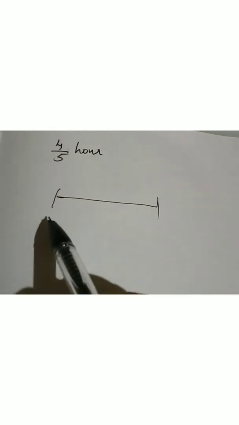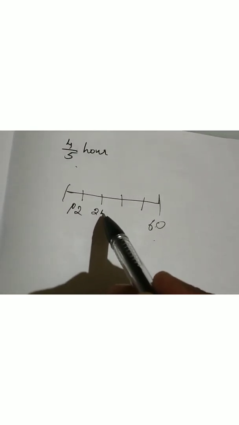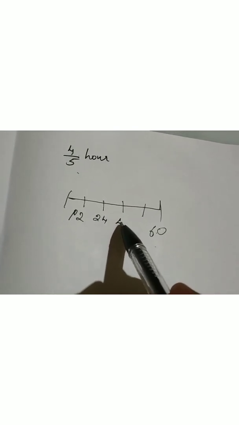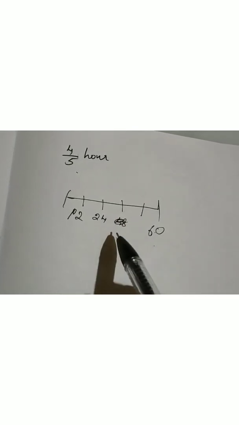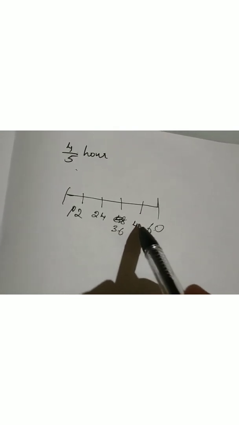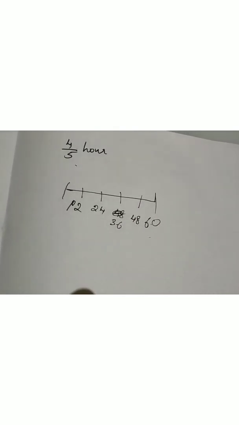4 on 5 hour, that is divided into 5 equal parts. 60. Then 1, 2, 3, 4 and 5. So 60 divided by 5 is 12. 12 fives are 60. So here will be 12. Then 24. Then 36. Sorry. 48. Then 60. Okay. So this is 5 on 5 hour.